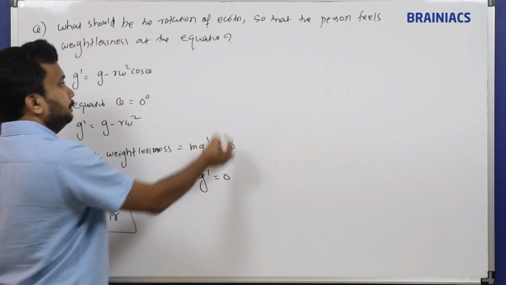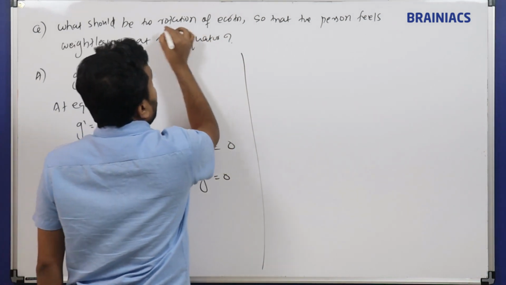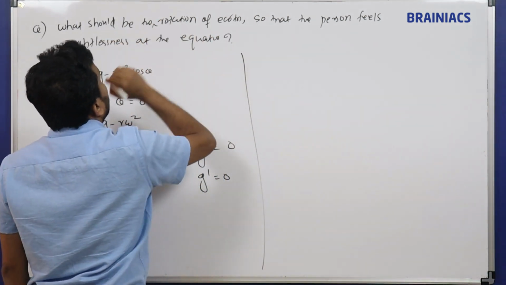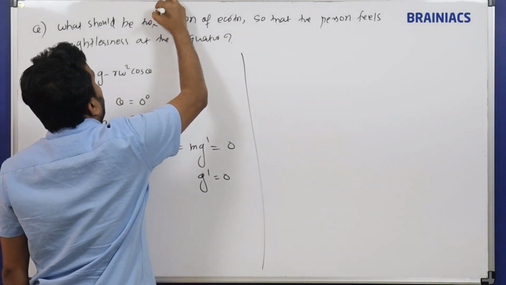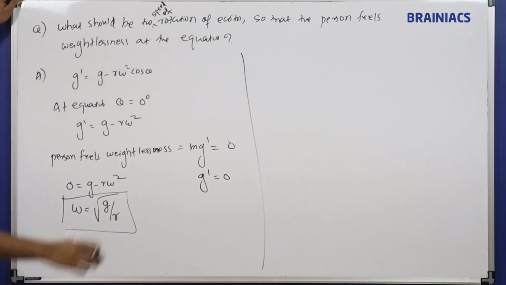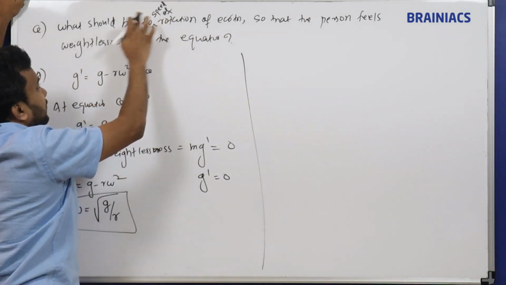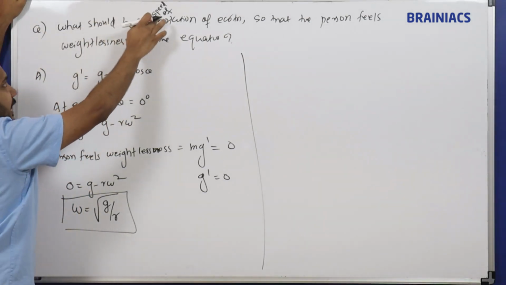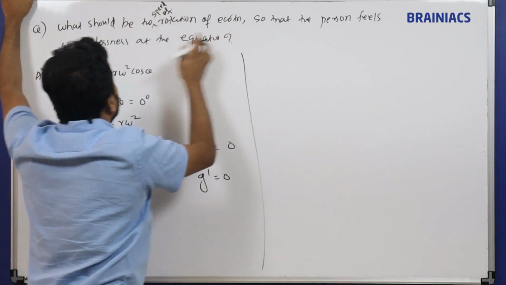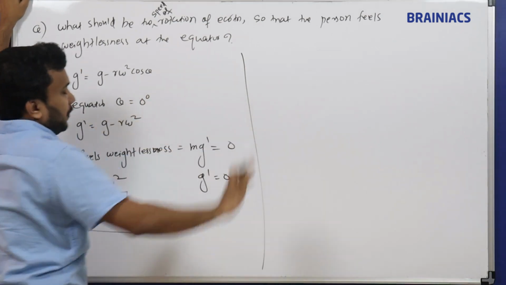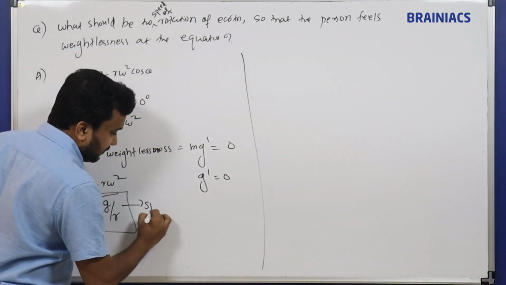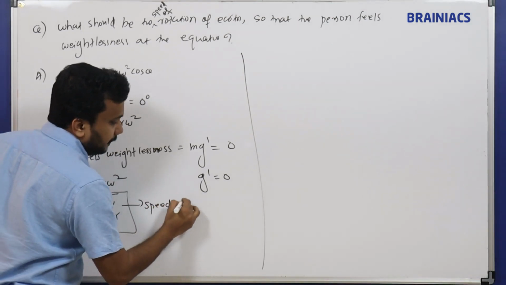What is omega? So they are asking rotation. What should be the speed of rotation of earth? I missed the word speed previously when writing the question. So please add this: what should be the speed of rotation of earth so that the person feels weightlessness at the equator? So this is the speed of earth. This relation is important.